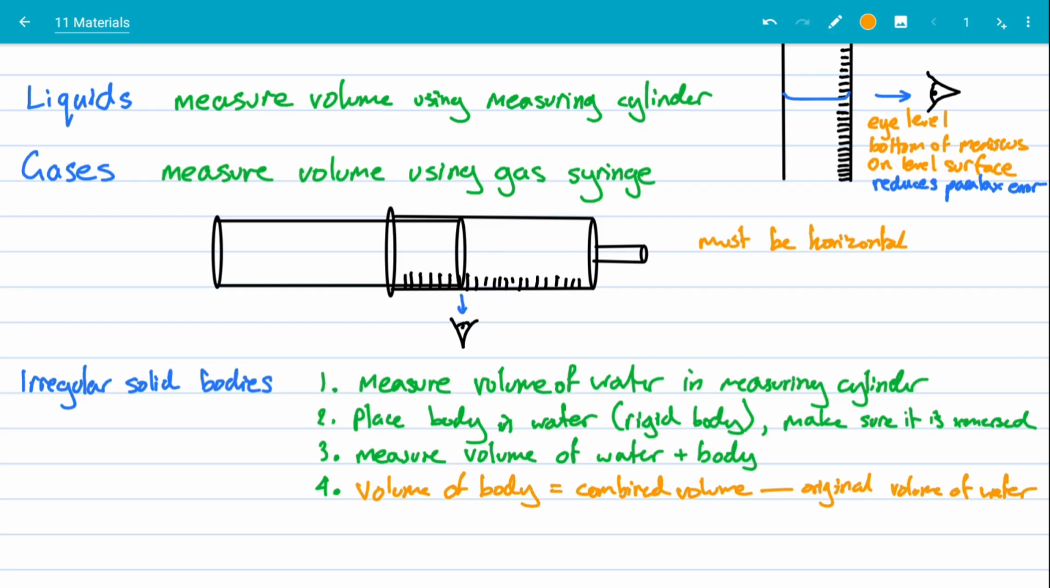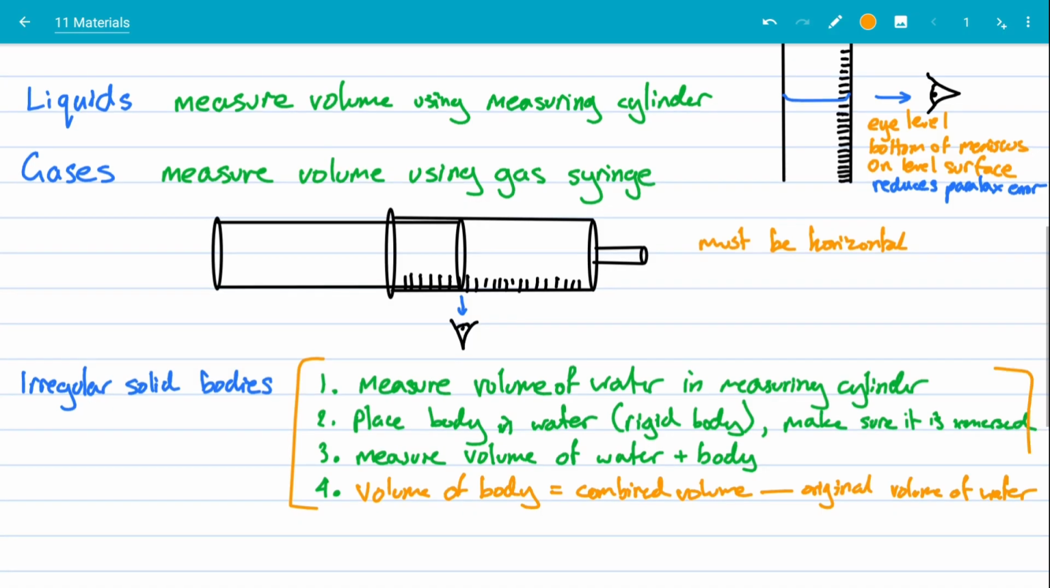I'm not going to write the instructions for that because it doesn't really add very much to what's already here for how to measure the volume of an irregular solid body. But it's the same principle. We're using the volume of water measured with a measuring cylinder to determine the volume of the solid body, the irregular solid body.